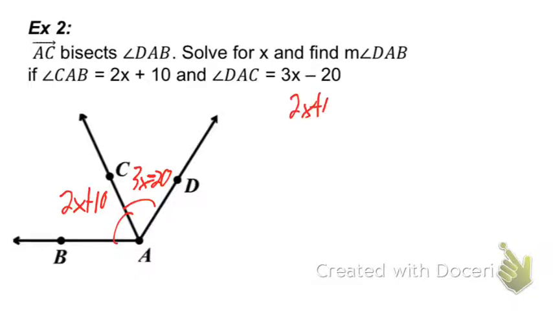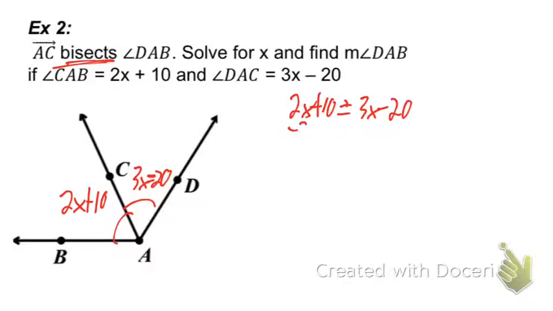2x plus 10 equals 3x minus 20. They're equal to each other because they're congruent. The measures are equal. How do we know it's congruent? Because we're told that ray AC is a bisector of angle DAB, so it cuts it in half. So we're told it bisects it. Okay, so now we start solving this equation. What would we do first to solve it?